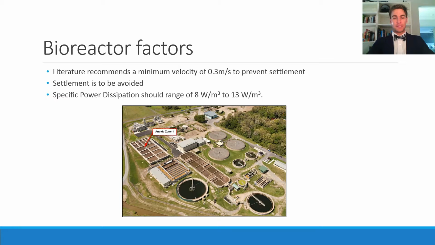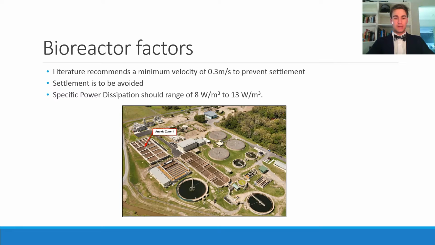The specific power dissipation of the Anoxic Zone can be calculated mathematically from the dynamic viscosity of the fluid and the determined suspended solids per cubic meter. Literature recommends a range of 8 watts per cubic meter up to 13 watts per cubic meter. If the specific power was too low, this may indicate that settlement could be occurring, and if the value is too high, this may indicate that the Anoxic Zone is wasting energy.